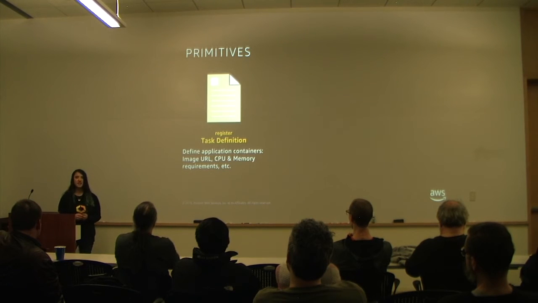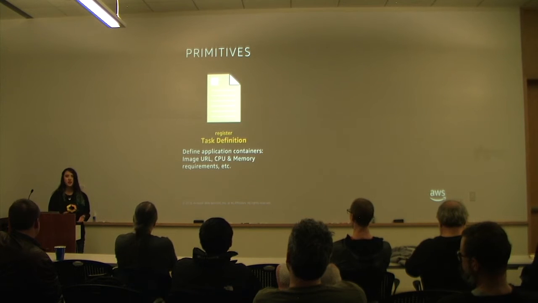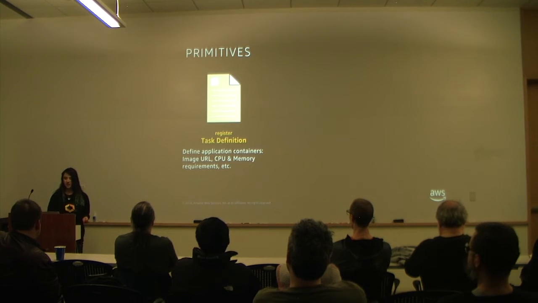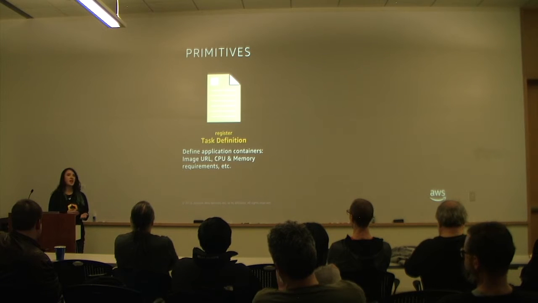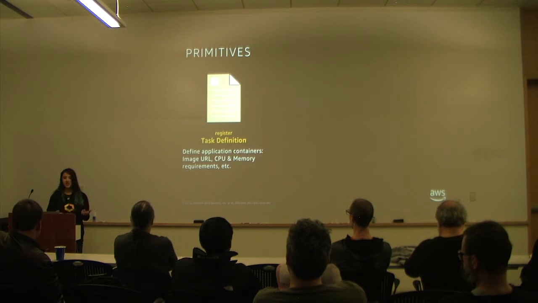So first we have a task definition. When I mentioned tasks, which are groupings of containers, you create a task definition, which is a JSON document, and in that you describe what containers you want to have and all the things that you need to run your containers. So in your task definition, you will have an image name, an image URL, how much memory and CPU.